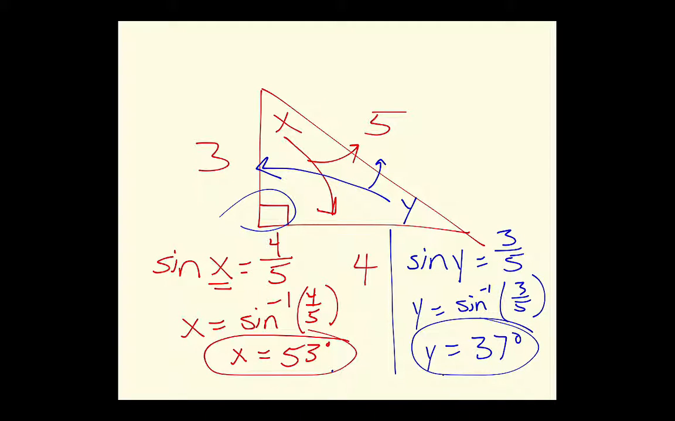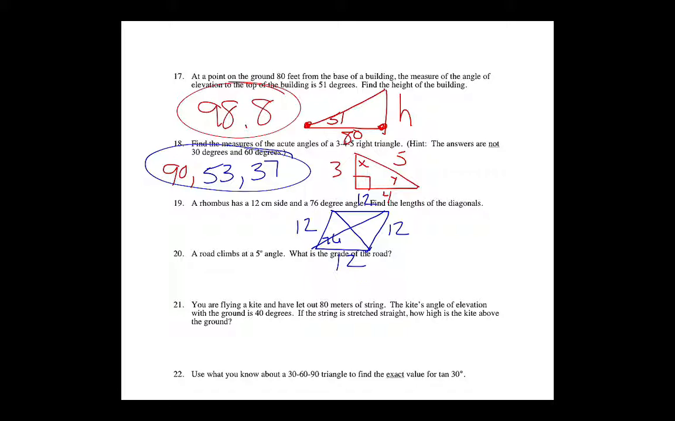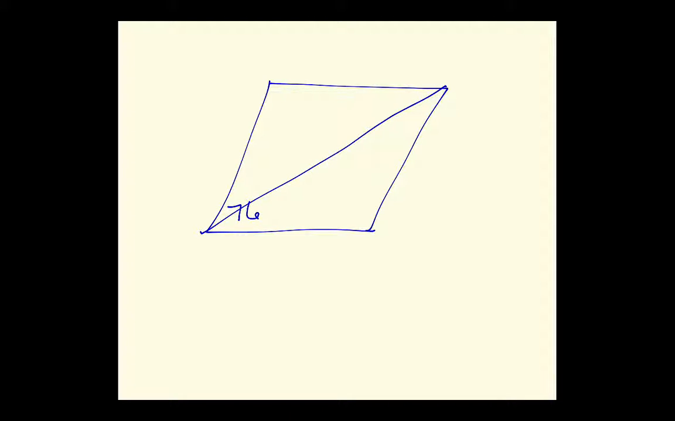Notice when I draw that, the diagonal is going to cut that 76 degree angle in half. So again, I'll draw this a little bit bigger for you. This 76 degree angle, when I draw this diagonal, is going to get cut in half into 38 and 38.